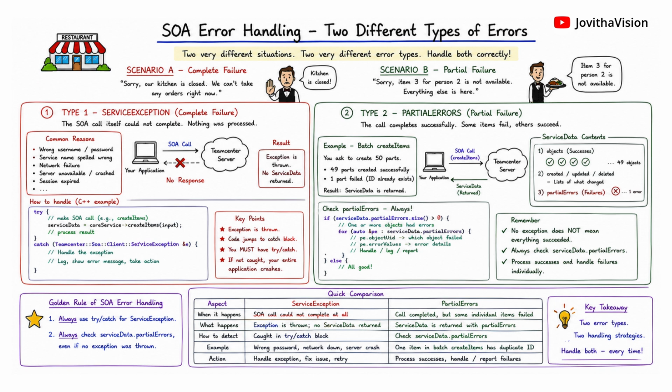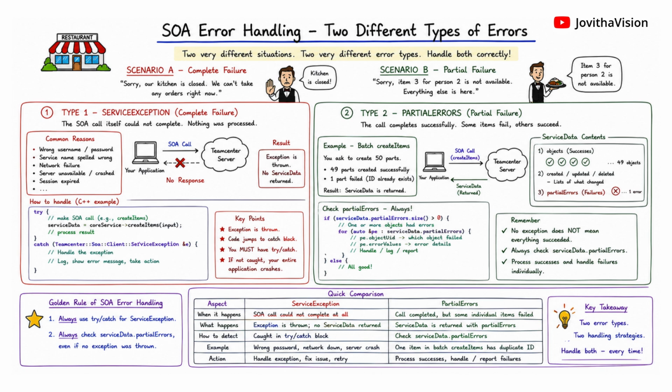Type 2: partial errors. This is scenario B. Sometimes things failed, but the call itself succeeded. A partial error is not an exception. The call completes successfully, service data is returned. But inside the service data, some individual objects have errors attached to them. Here is a practical example. You call create items to create 50 parts in one go. That is called a batch operation.